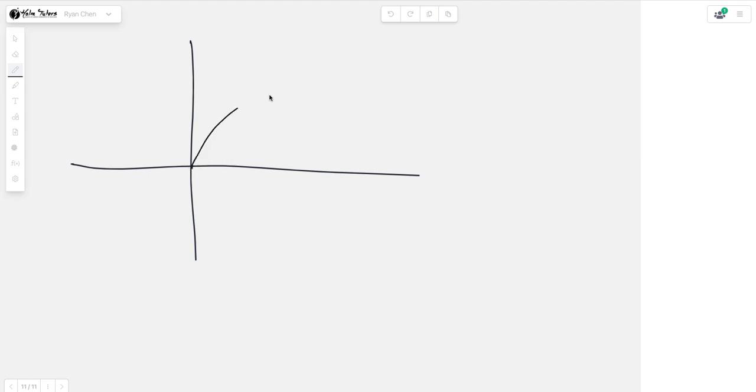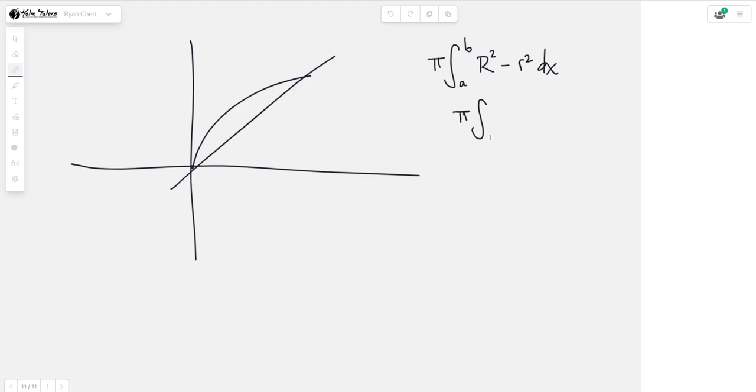For washer, the only thing I'll say is this. It's very much like the disk method, as you said. The formula now becomes pi times the integral from a to b of big R squared minus little r squared, and then it's either dx or dy, depending on whether the given function is a function of x or of y. So pi integral a to b of big R squared minus little r squared, and then dy.